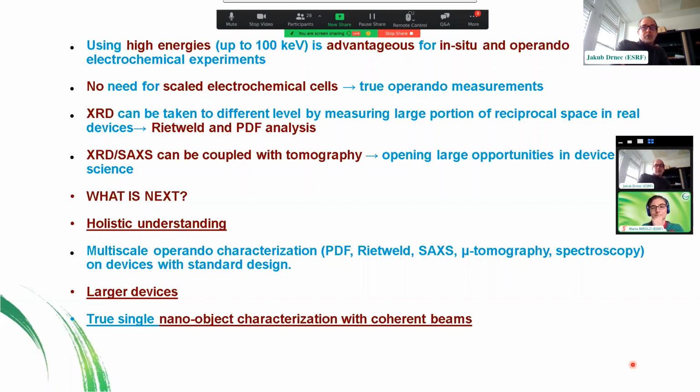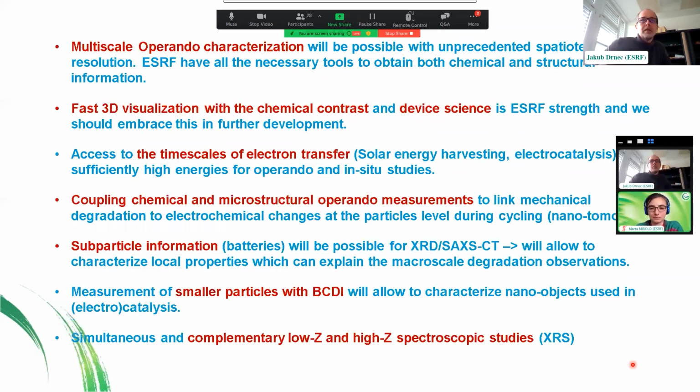Now what is next? Of course, there is the holistic understanding. This for me is the goal: to understand fully the materials at the device level, how they work together and what to improve, not only at the single material level, but also how to put them together and how to run them. So optimization. Then we can move to definitely larger devices. And we are also getting to the point where we can have true single nano-object characterization with coherent beams. I didn't talk about it too much, right? And this is the EBS.